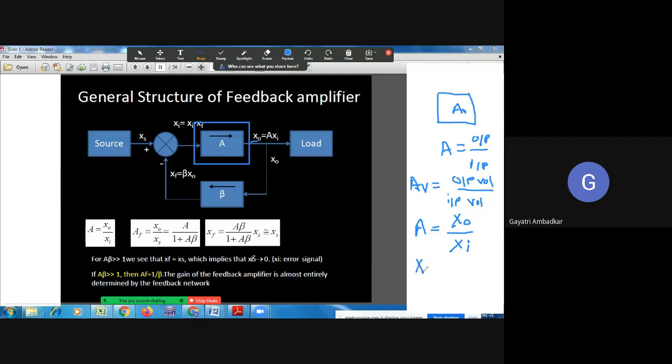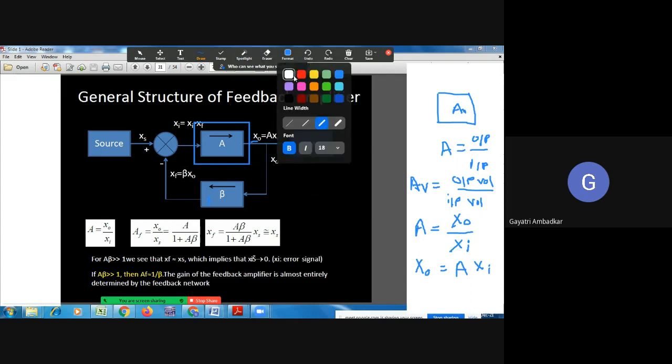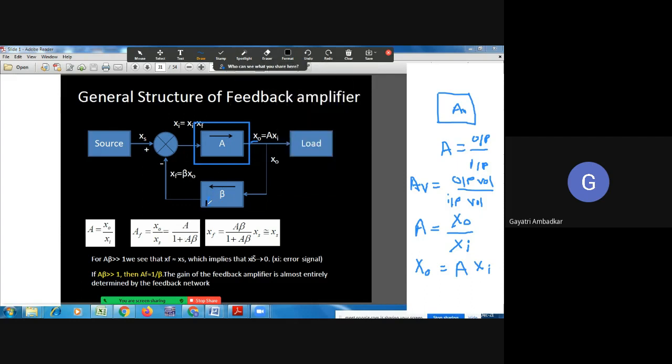Therefore, what is your output signal in terms of gain? It is A times XI. Suppose gain of amplifier is 10, then you will get the output signal 10 times the input signal. If gain is 100, you will get the output signal 100 times the input signal. Okay. So this amplifier will provide the signal XO, which is equal to A times XI. What will the beta network or feedback network do? Feedback network, this is nothing but a feedback network. Beta is the feedback factor, also called as feedback gain.